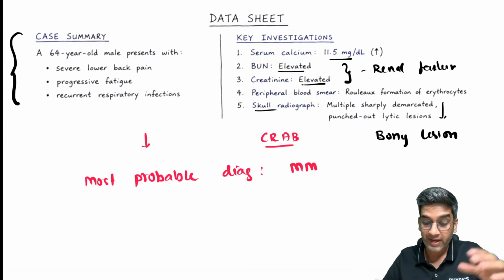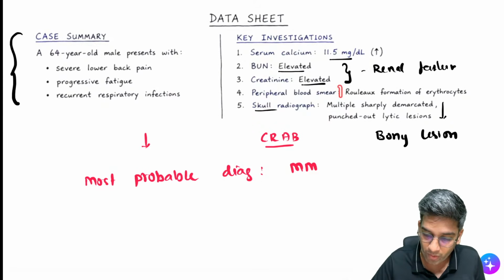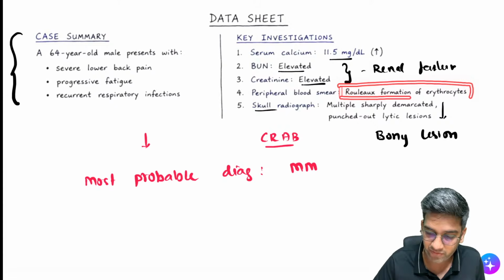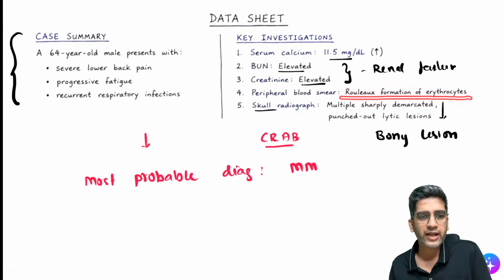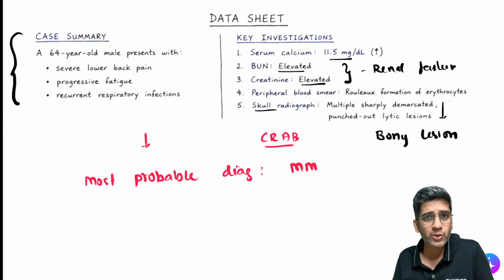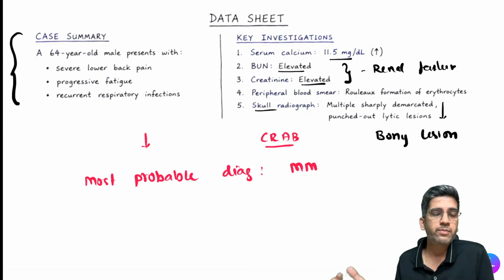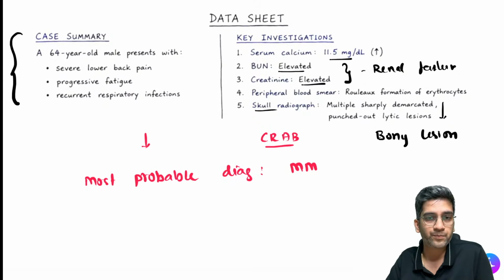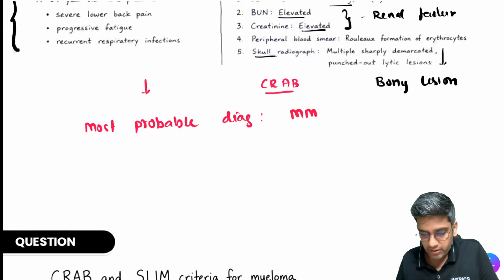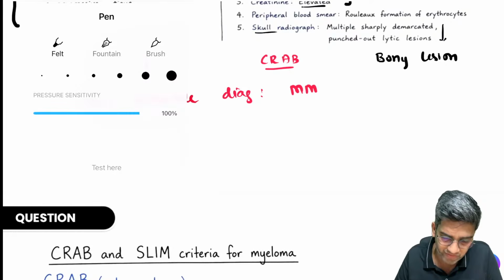Fine. Okay. Now I asked you a question. Can anyone tell me why there is Rouleaux formation in multiple myeloma? Any idea? This definitely could be a reasoning why question. It can come in an MCQ in your NEET PG, INICET or even in your exam. So I'm writing it here. Rouleaux formation in multiple myeloma, something very important.